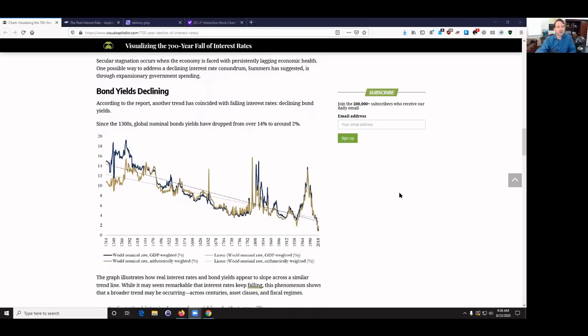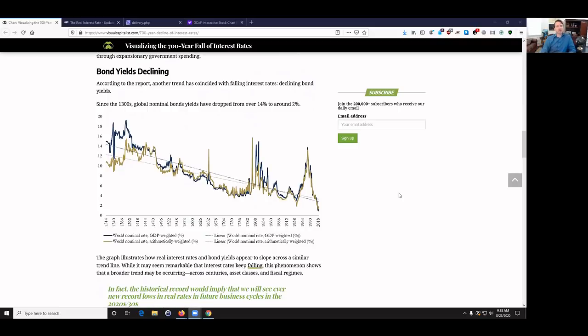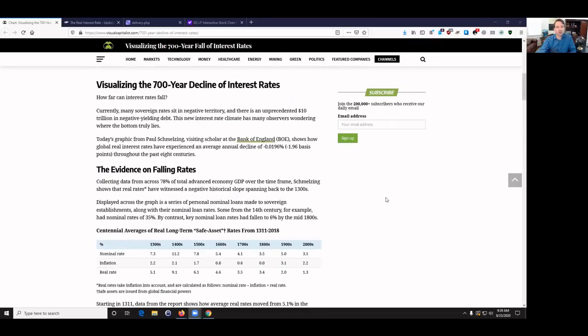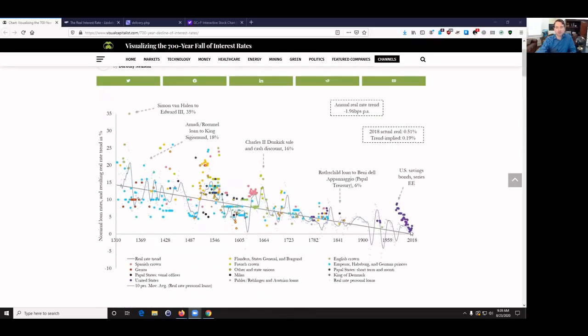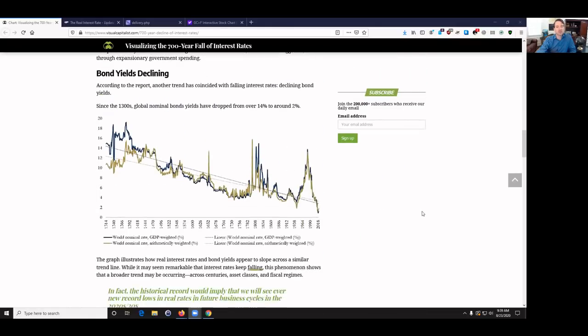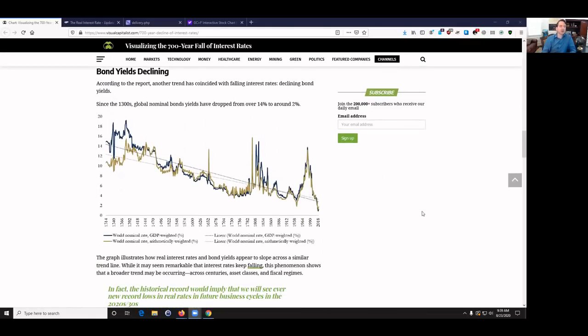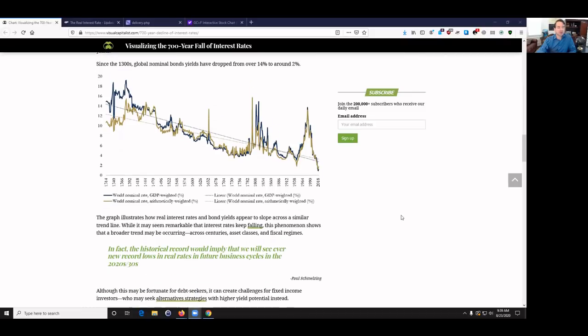They also noted that bond yields were declining during the same time period. That makes sense because interest rates and bonds are closely tied. You can see that since the 1300s, global bond yields fell from around 14% to 2%. So very close to what we saw in overall interest rates, although interest rates started at 15 and went to just over zero. Bonds went from 14 to 2, suggesting that the banks still want a little bit of rate of return on their money, but they do have to follow the overall trends in interest rates over time.